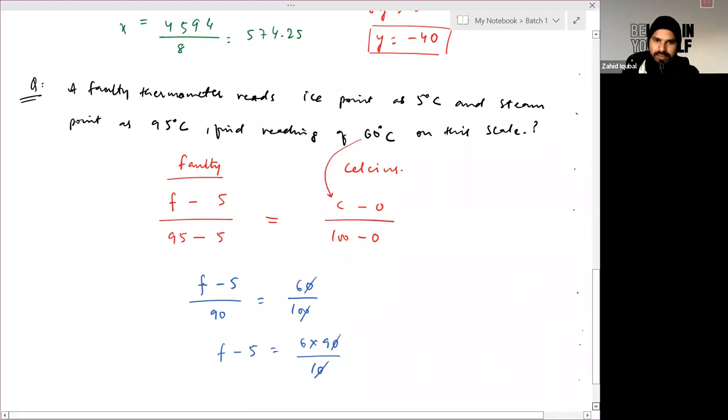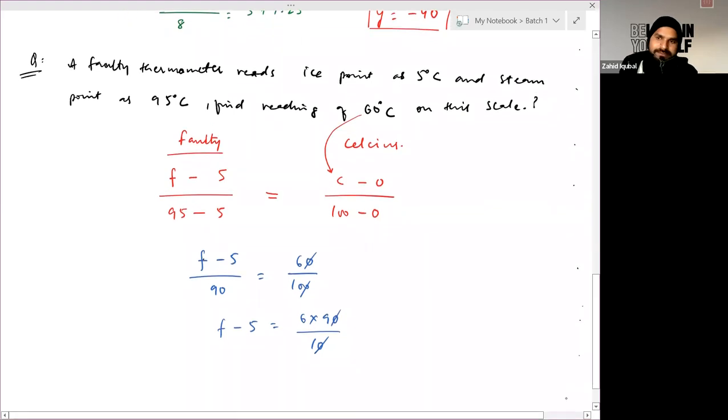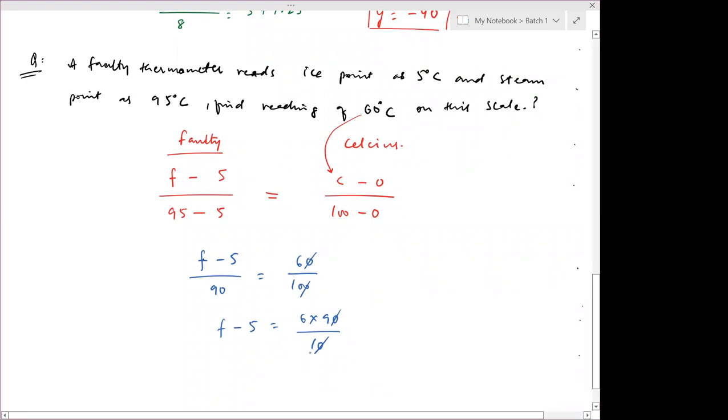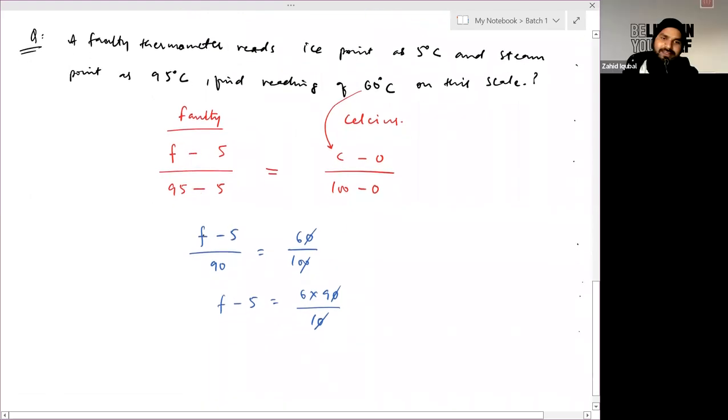So 9 into 6 will be 45, 54. Okay, so it will be 54. Move this 5 to right side. So it will become plus. So on adding, you will get 59 degree.